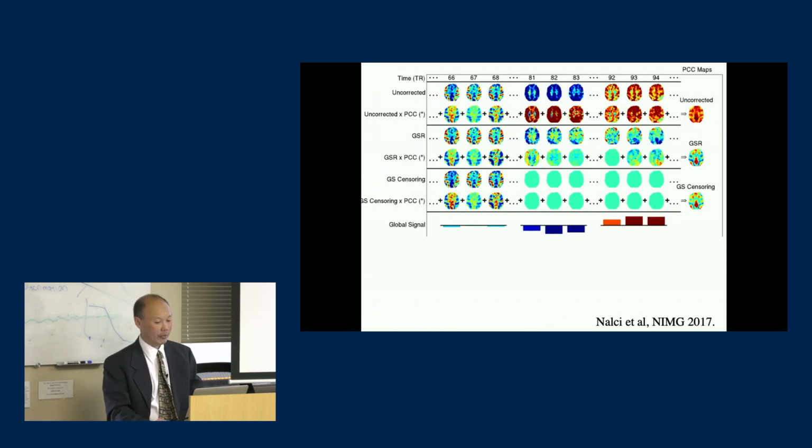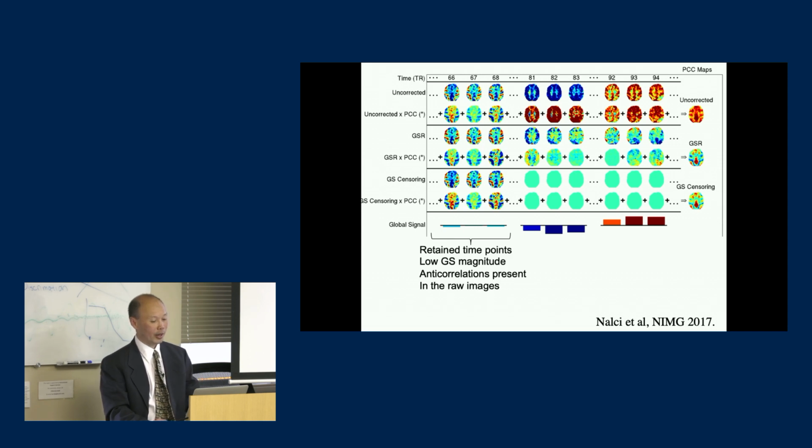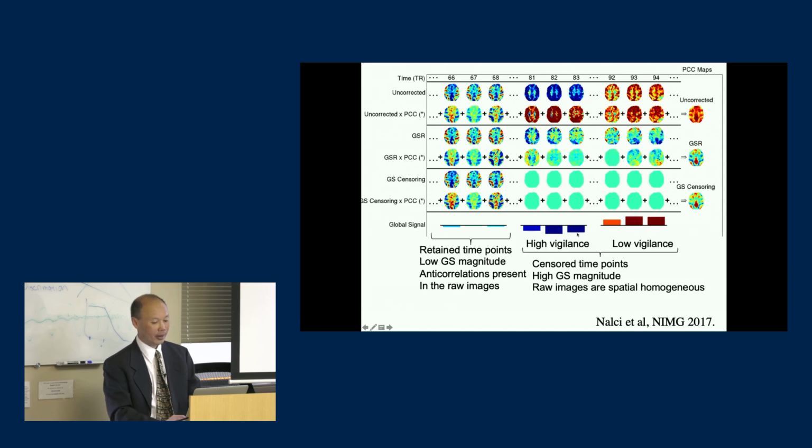So what that means is if you go back to our previous view, if you did global signal censoring, you would retain the time points with the low global signal magnitude, and that's where the anti-correlations are. What you're doing is censoring out the points that are, as compared to the mean, very high or low vigilance. So you're ignoring when the brain is going through these extreme values of vigilance, and you're just keeping the values in between, where the brain, in this mean state, appears to be immune from those vigilance fluctuations.